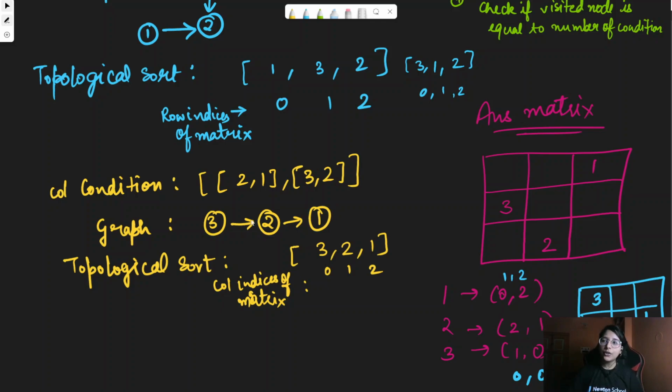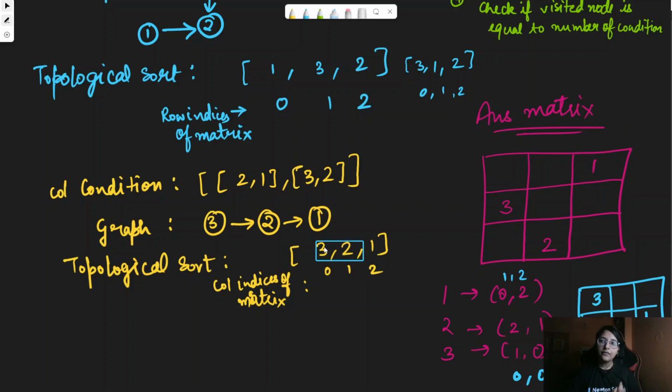And for the topological sort, 3's in degree is basically 0, right? So it would be pushed first, and 2's in degree here is 1. After performing topological sort, the in degree of 2 will also become 0, then it would be pushed, and then the in degree of 1 becomes 0, then it will be pushed. So according to that, the column indices would be 0, 1 and 2.